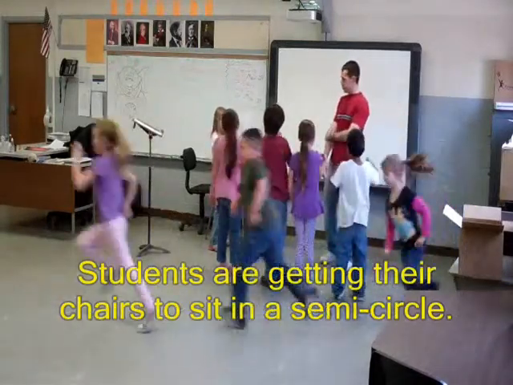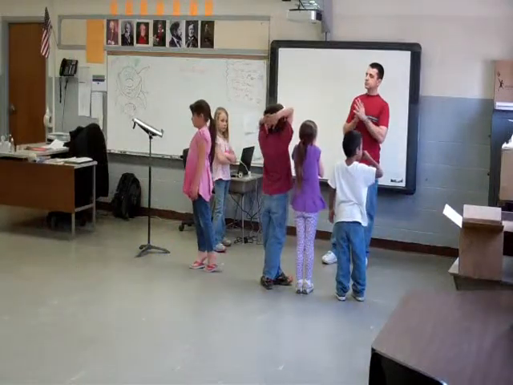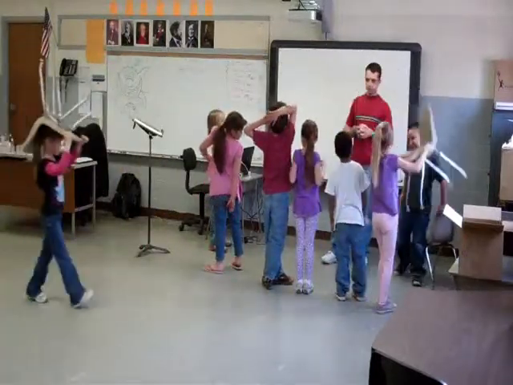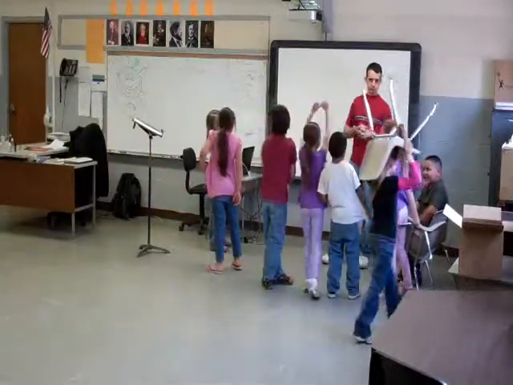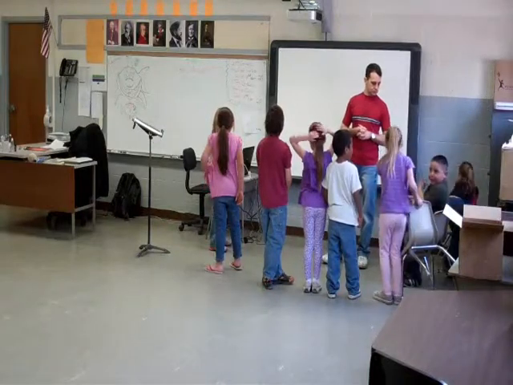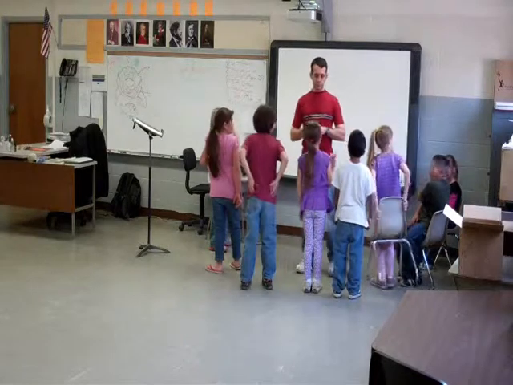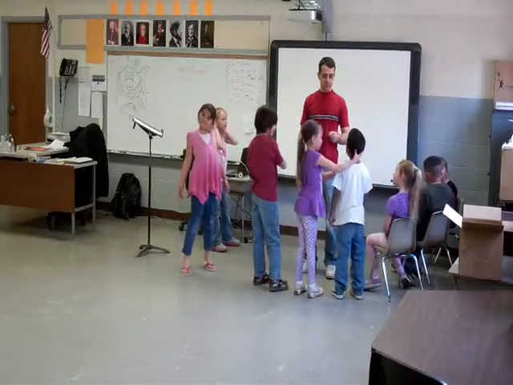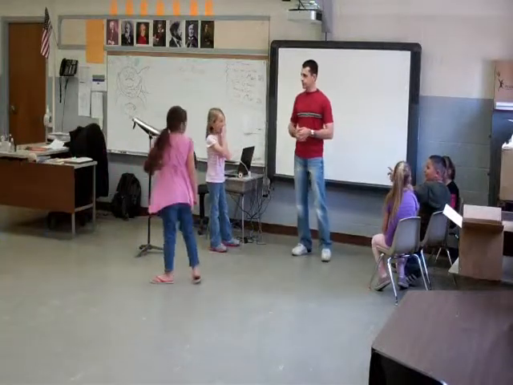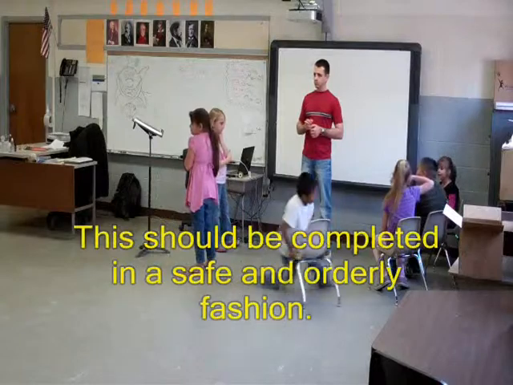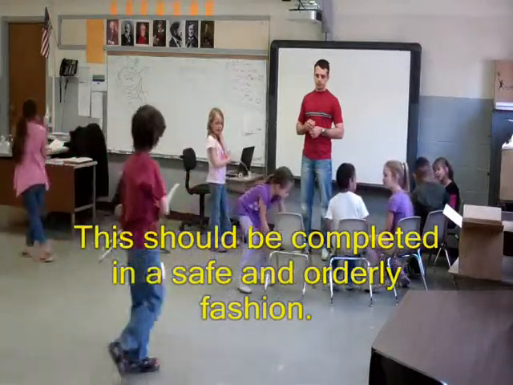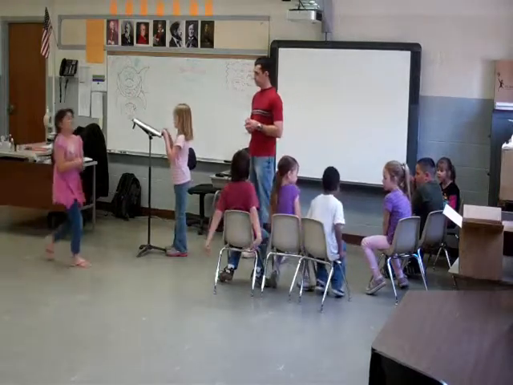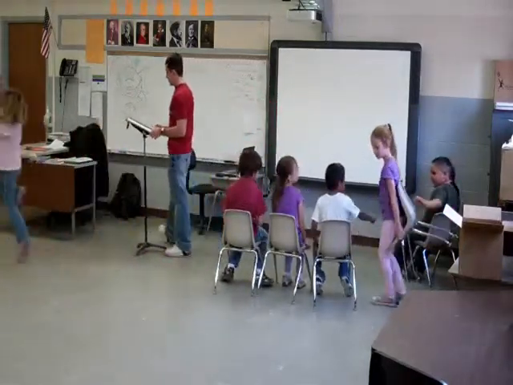Students next are going to get their chairs to sit in the semicircle. You can see that I allow 3 students at a time to go get their chairs. This should be completed in a safe and orderly fashion. As we can see, some of them are not careful with their chairs.